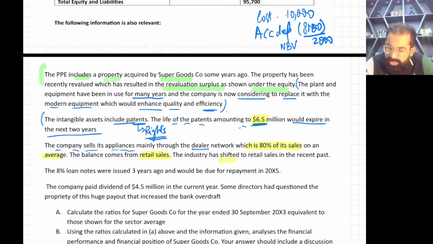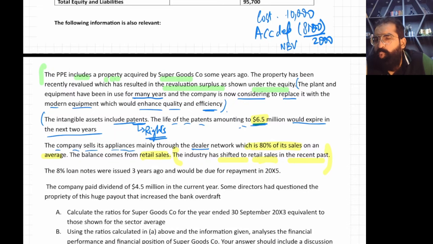The industry has shifted to retail sales in the recent past. Now, see, this is also a very important point. The whole industry is doing retail sales, but we old school people, we are working through dealers.